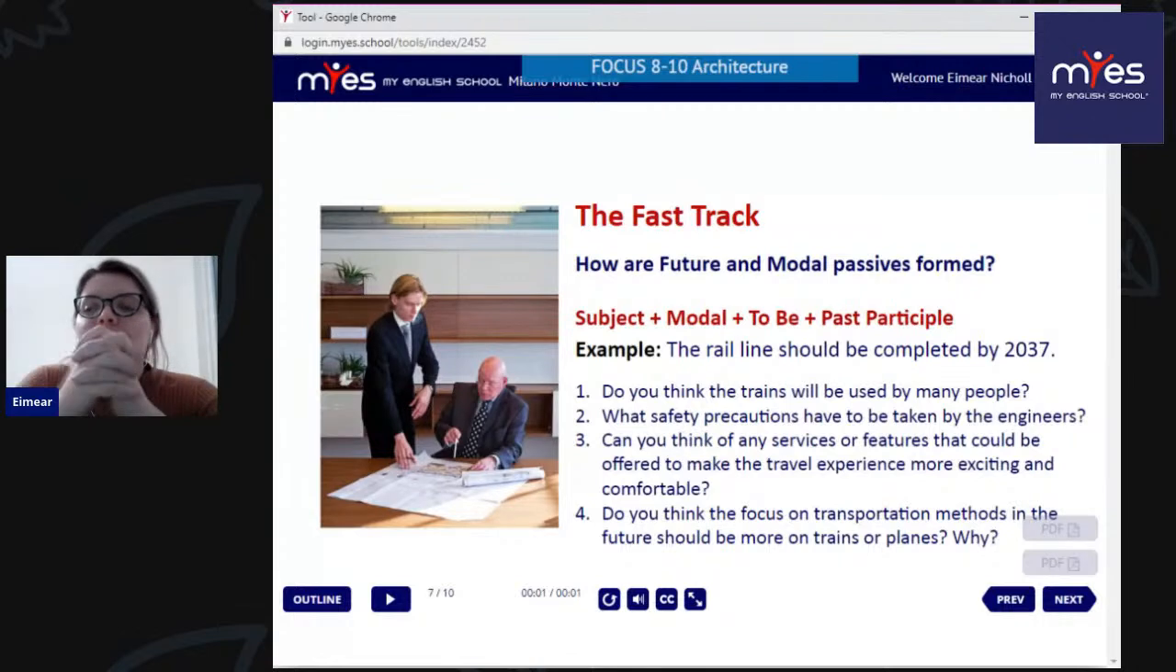They should not have metal. They shouldn't have metal on them because of the magnets. What other safety precautions can you think of?